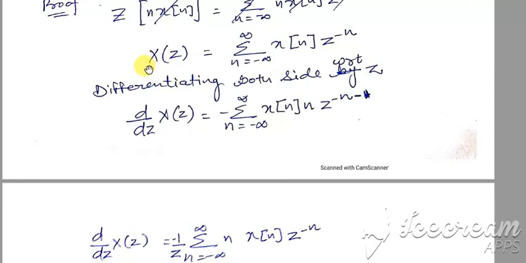This is the equation of z transform: X(z) is equal to summation n is equal to minus infinity to infinity x[n] z raised to the power minus n. Now differentiating both sides with respect to z, d by dz of X(z) is summation n is equal to minus infinity to infinity x[n]. If we differentiate z raised to the power minus n, then we will get minus n z raised to the power minus n minus 1.